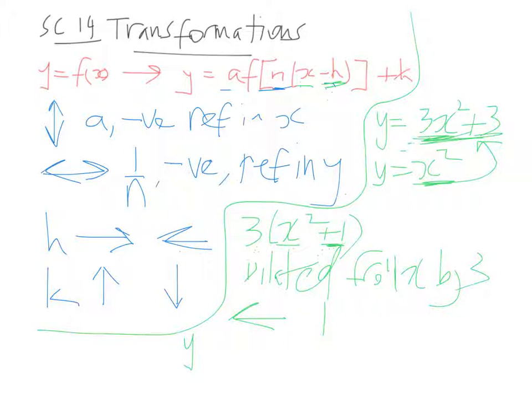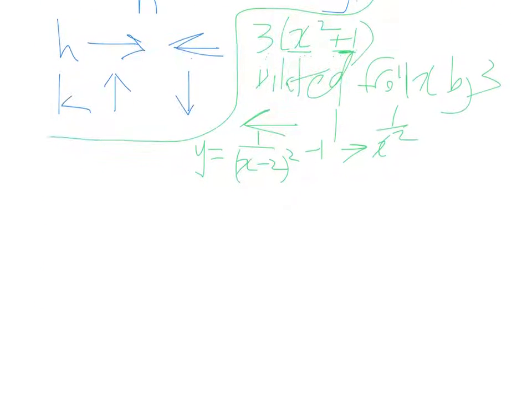Let's say we've got something else. We've got y equals 1 over (x minus 2) all squared minus 1. How has that changed from your stock standard 1 over x squared? Needs some space. So actually let's change this up a little bit. We'll make that 2 minus x squared. So it's 1 over (2 minus x) squared. How's that changed from that?